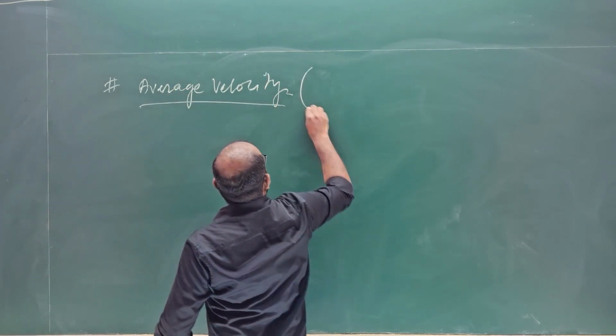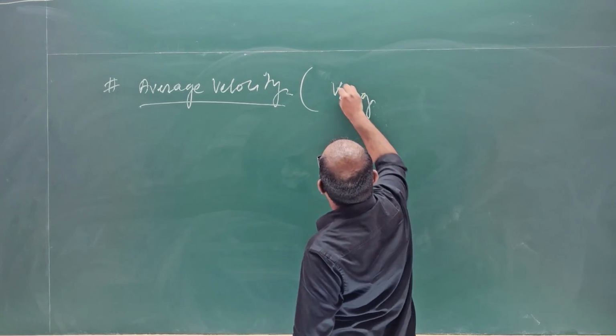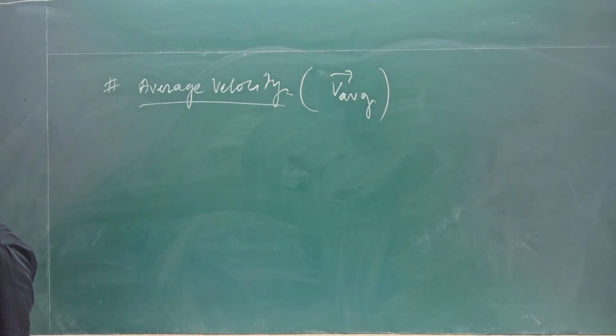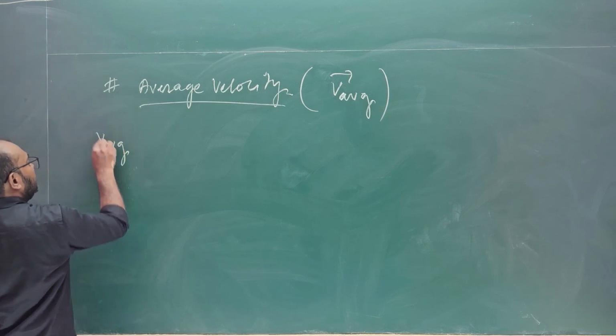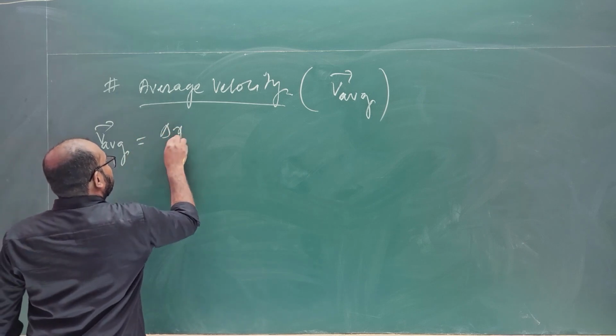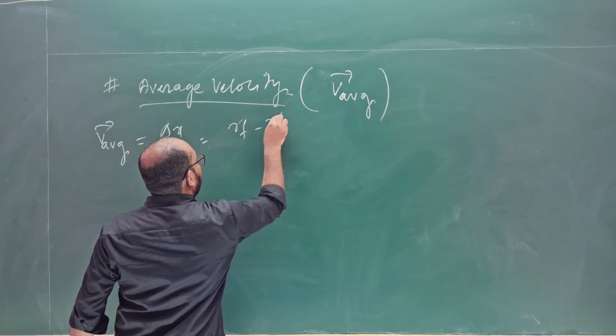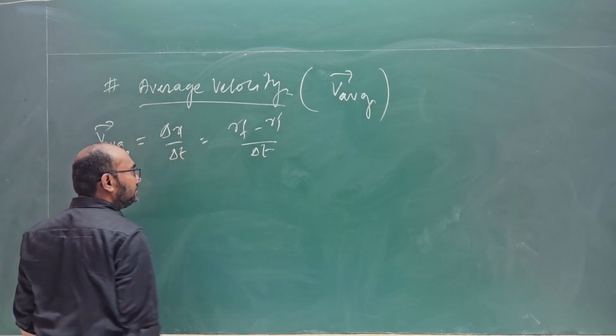Okay. Write the next heading. Average velocity, and this is denoted by V average with a bar. Now, average velocity and average speed, sometimes they will be equal, sometimes they will have different values. Generally V average can be written as delta x upon delta t, or it is nothing but r final minus r initial upon delta t.